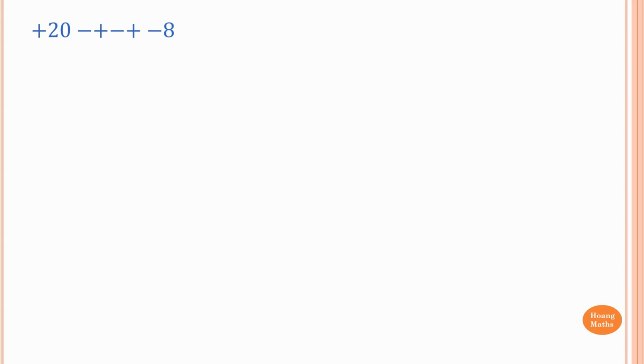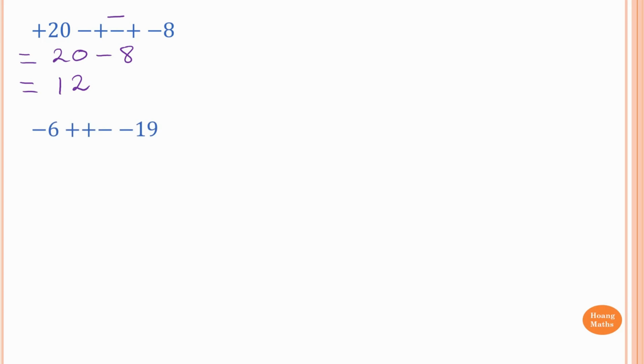First one. So we just count how many negatives altogether in between 20 and 8. So we have 1, 2, 3. So 3 negatives, so it's odd, right? So the answer should be negative. So I just rewrite this. Positive 20 is just the same as 20 minus 8. Now 20 minus 8 is 12. So the answer is 12.